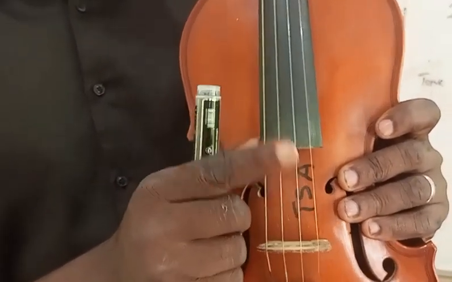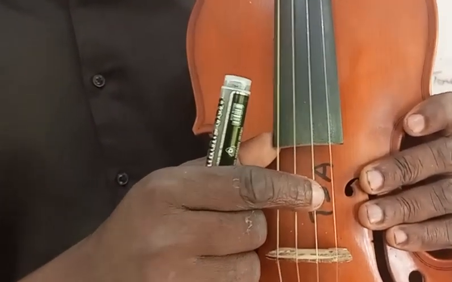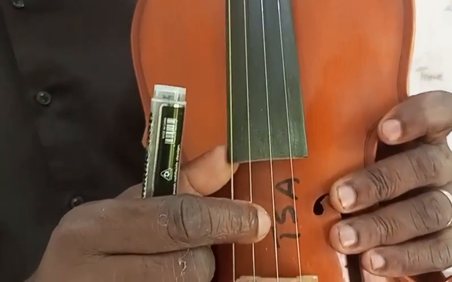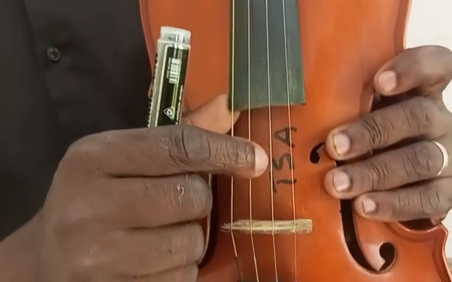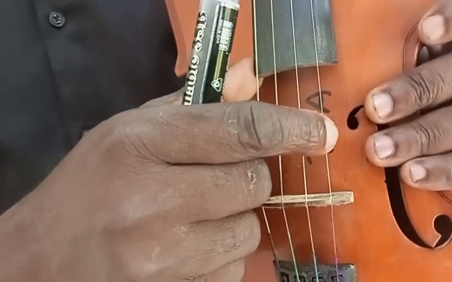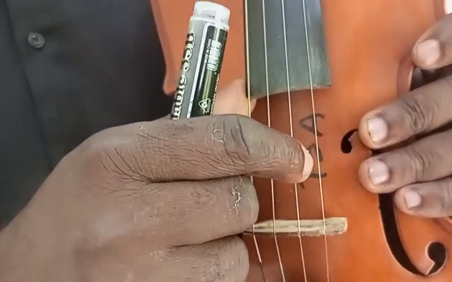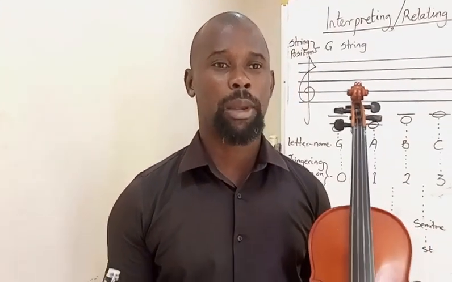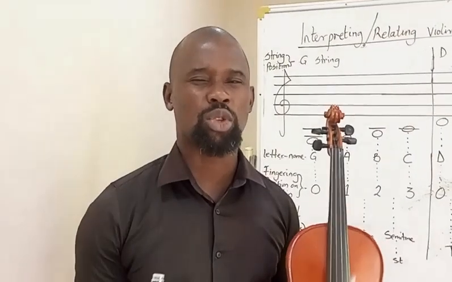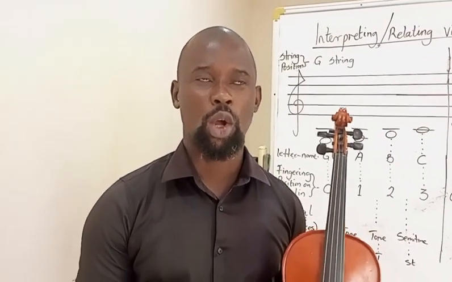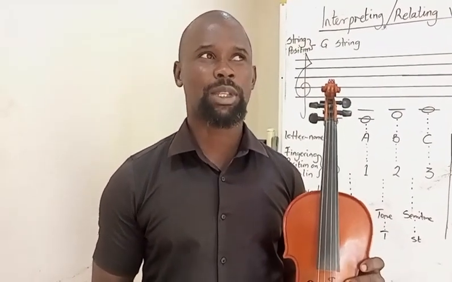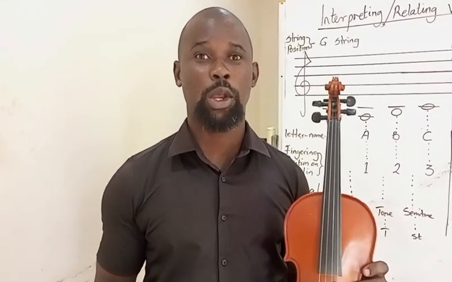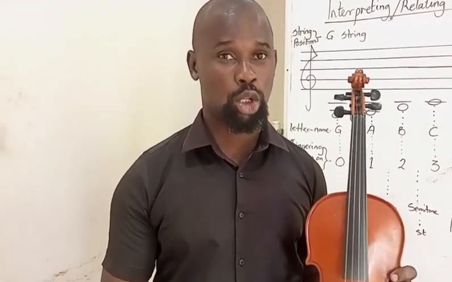Then the next one here is A. And the last one, which is known as the first string, the tiniest one, is E. Now, another secret you need to know as a violin player: you must get acquainted with sound. When you are playing, you are interpreting the song, and your ear is also very open to the notes as they ought to be. Don't worry, that's another lesson for another day.